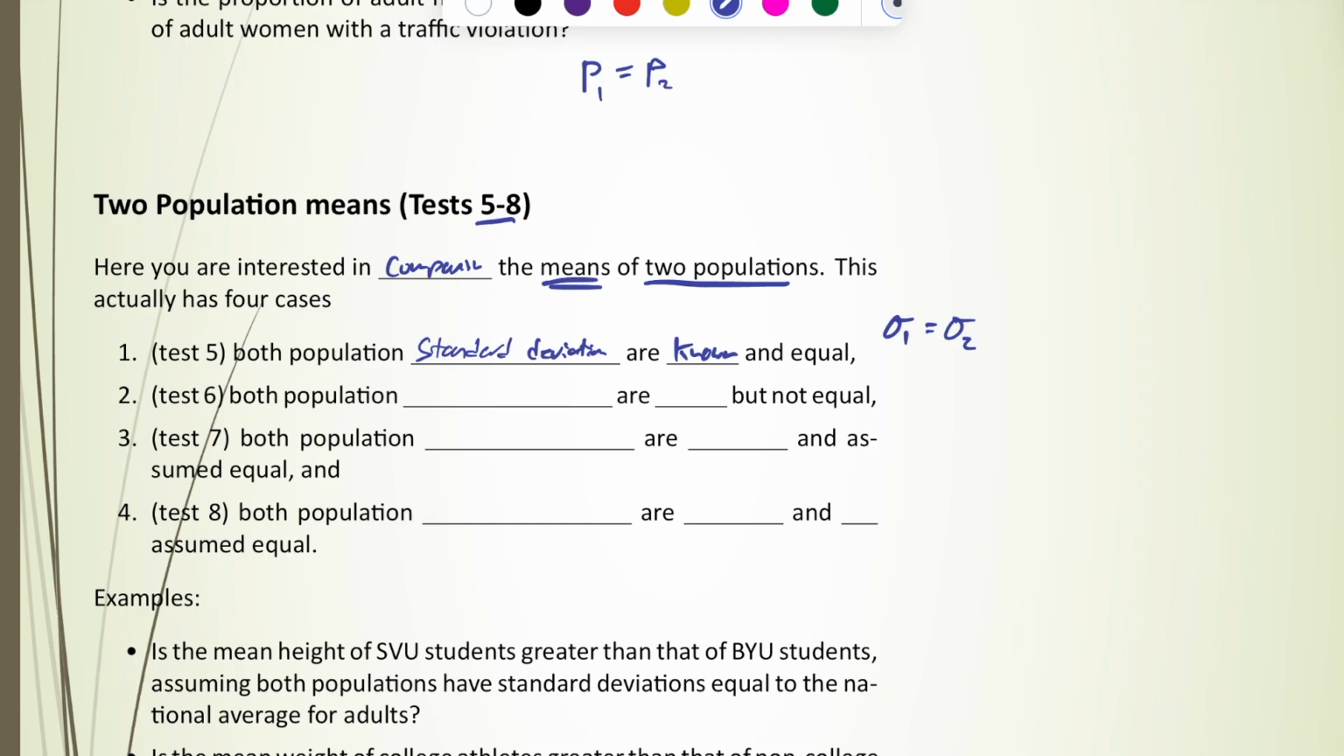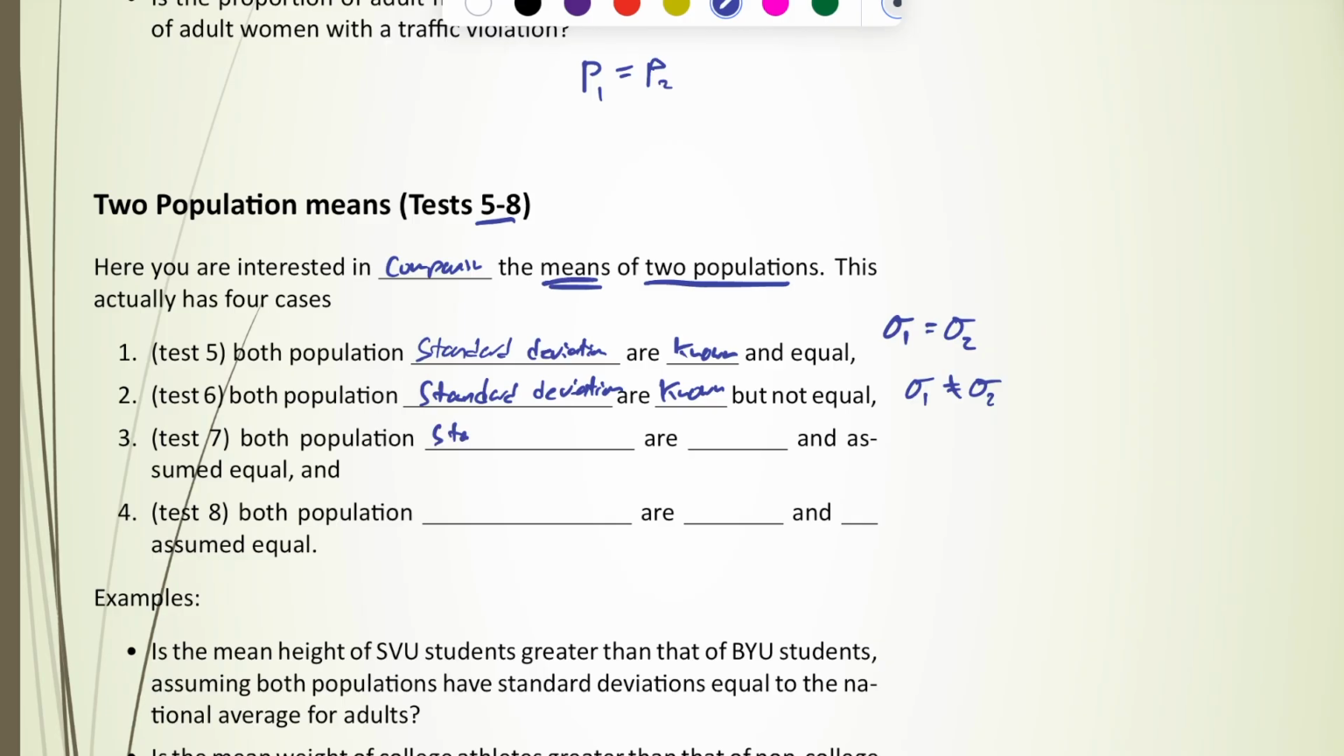Test 6, both population standard deviations. Standard deviations are the thing that makes the difference here. You have to know about the standard deviation in order to determine what test is required. This one here is unknown. Oh, no, sorry. These are still known, but they're not equal. Known, but not equal. So sigma 1 does not equal sigma 2.